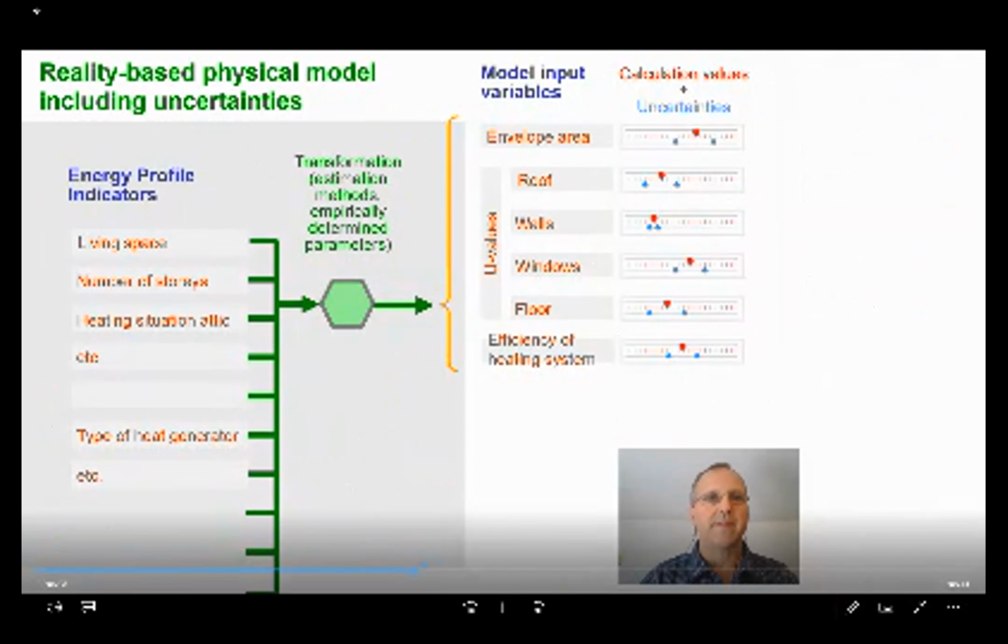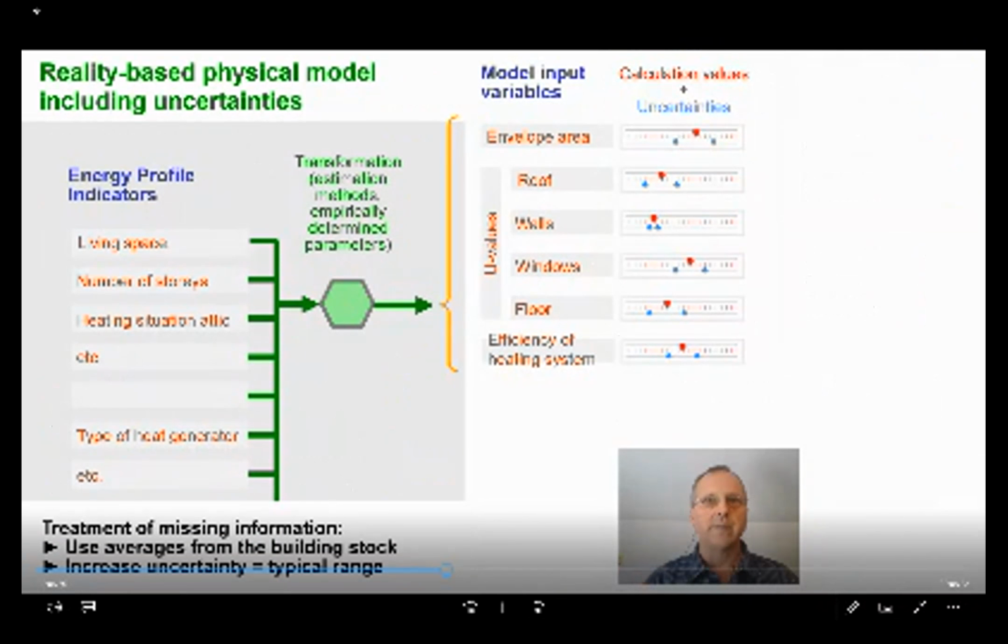So now that we have gathered the energy profile indicators for all the buildings in the database, a transformation is done to input variables for a physical model. The input variables consist of calculation values and an uncertainty range. Since we are dealing with existing buildings, not all information is available. So we make a treatment of missing information. In this case, where something is missing, we use averages which are valid for the total building stock. And at the same time, we increase the uncertainty, the typical range of this variable.